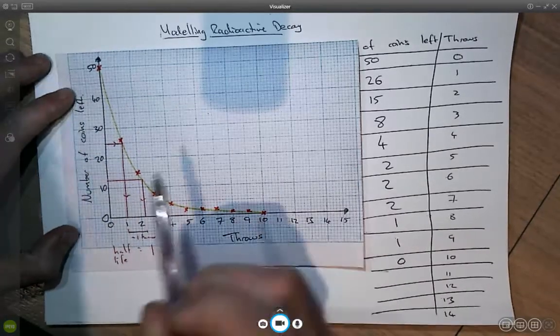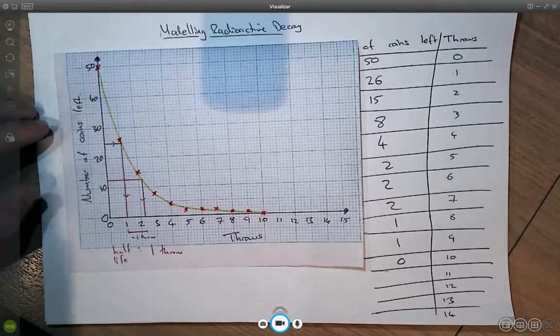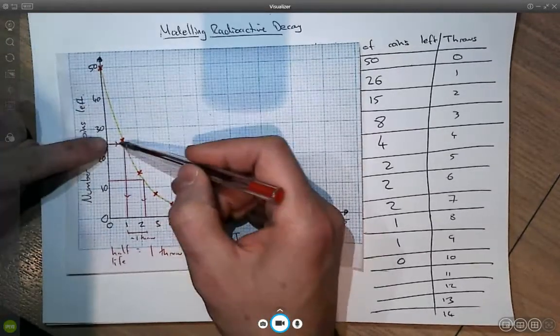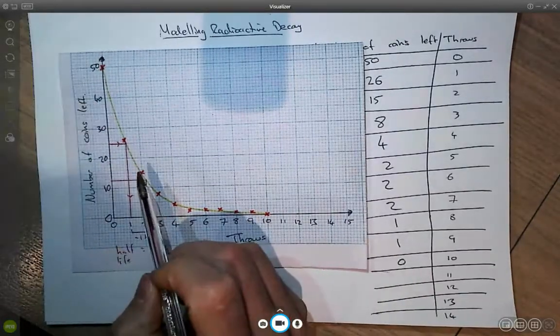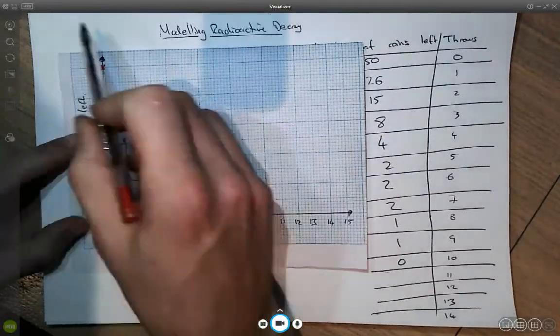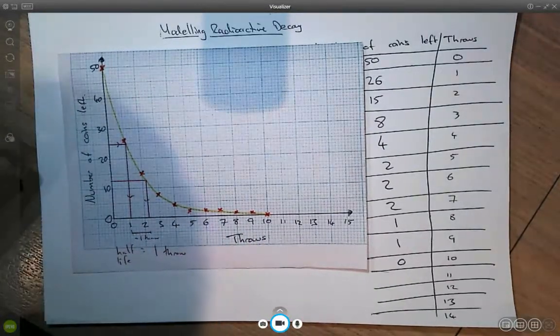Importantly, it doesn't matter how many coins I start with or how many radioactive particles I start with. If I start with 50, my half-life will be 1. If I start with 25, my half-life was 1. If I started with 1,000,000 coins, you'd still find that the half-life is exactly the same, and that's the same as it is for radioactive particles.